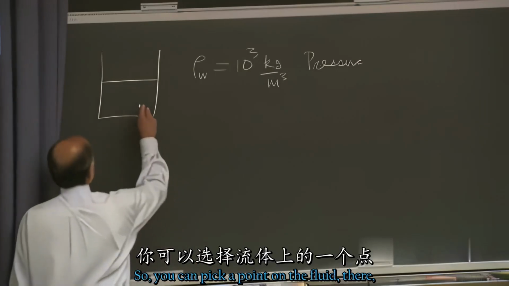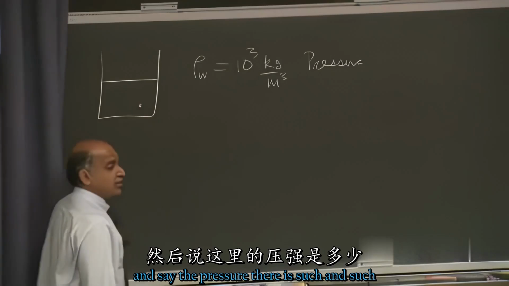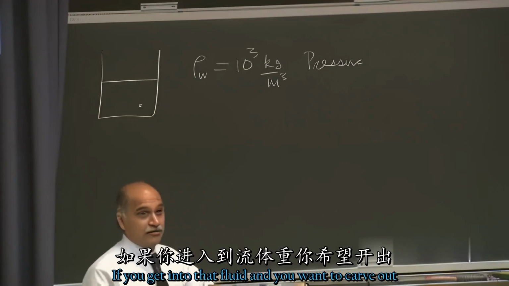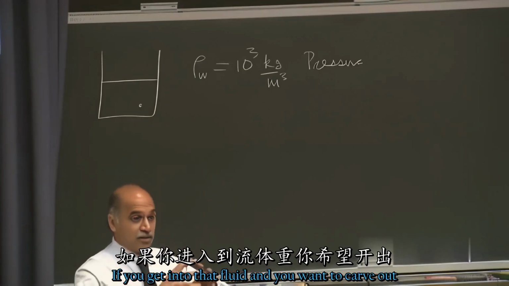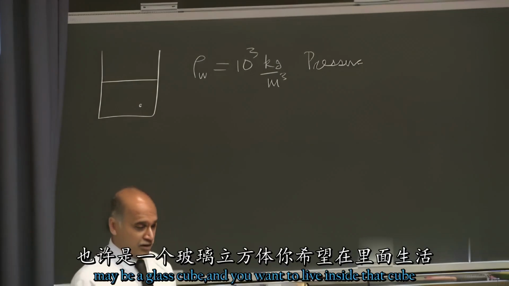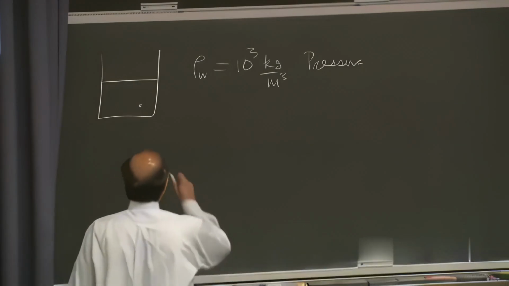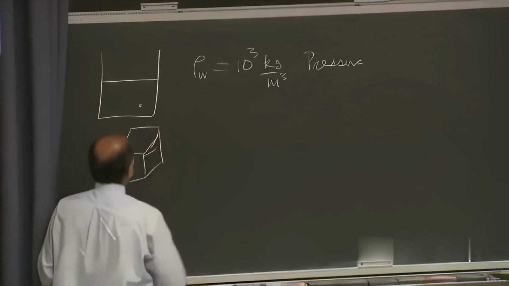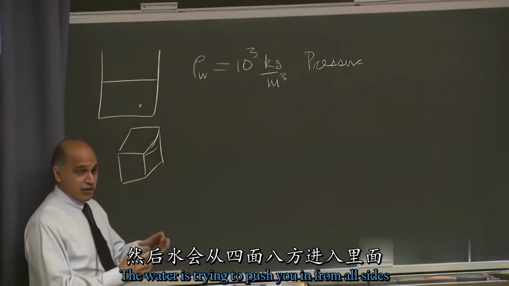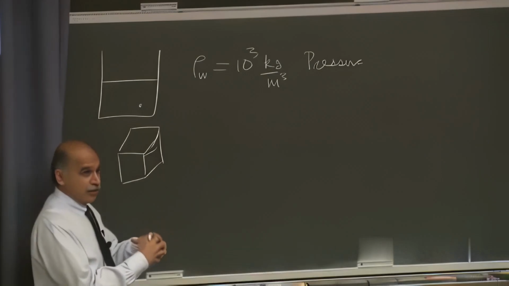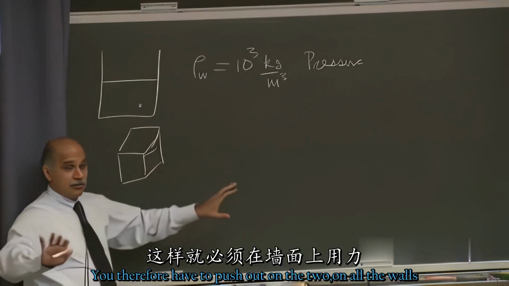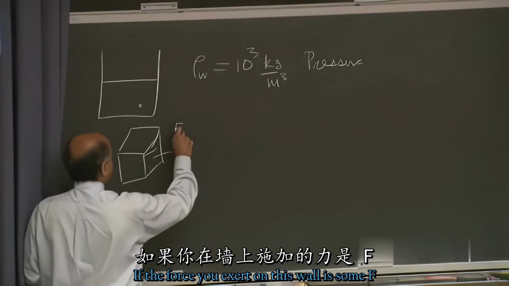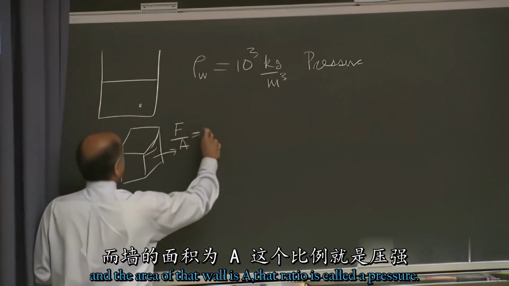So you can pick a point in the fluid and say the pressure there is such and such. And what do we mean by that? We mean the following. If you get into that fluid and you want to carve out a little space for yourself, make a little cube, maybe a glass cube, and you want to live inside that cube. So I'm going to blow up the cube like this. The water is trying to push you in from all sides and compress this cube. You therefore have to push out on all the walls. If the force you exert on this wall is some F, and the area of that wall is A, that ratio is called the pressure.